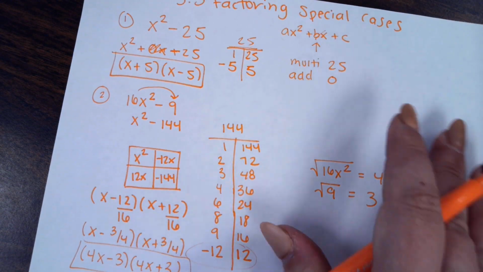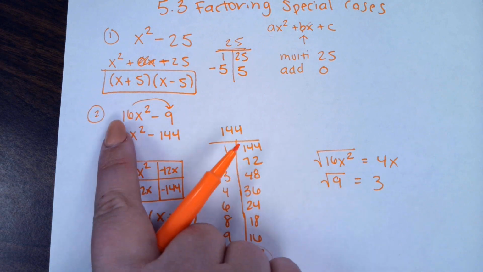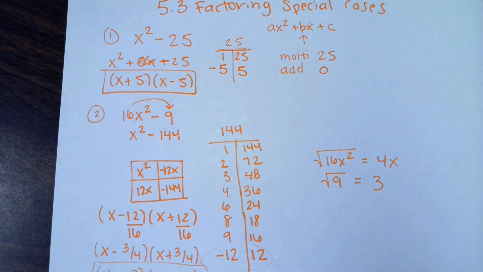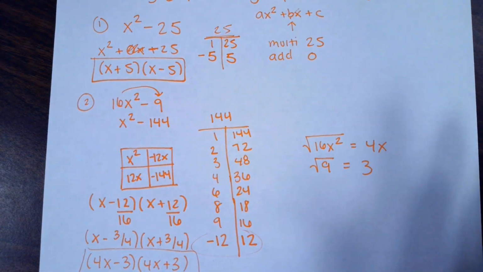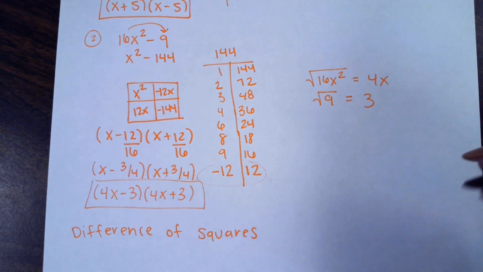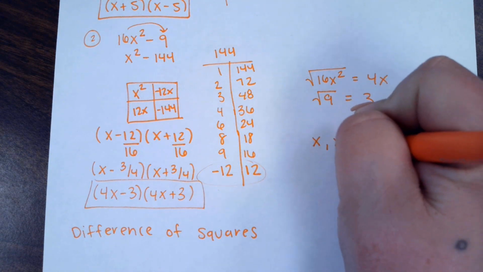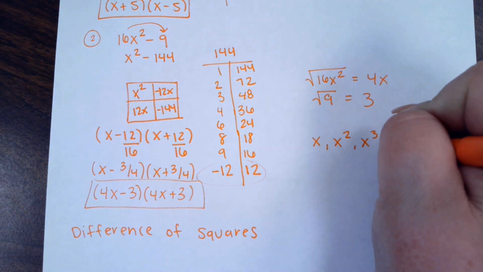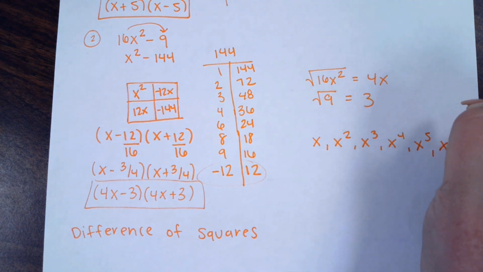So you need to be able to recognize perfect squares, right? 4, 9, 16, 25, 36, 49. Also, you need to be able to recognize them with variables. So if we have x squared, x to the third, x to the fourth, x to the fifth, and x to the sixth.